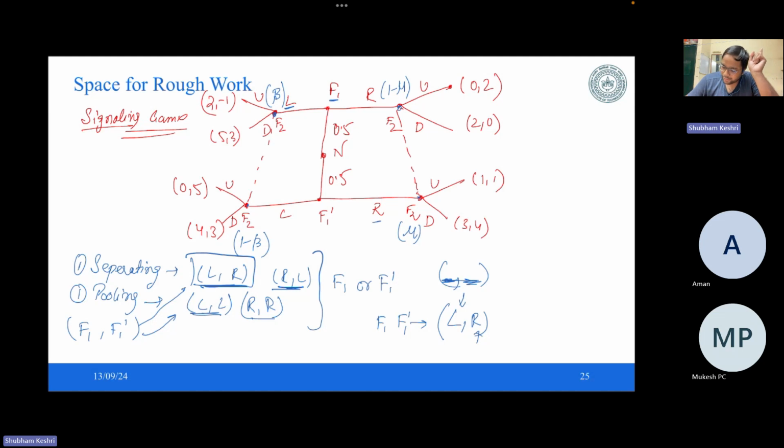So this is a combination of two strategies, two actions, because you have to specify an action for each type of player.